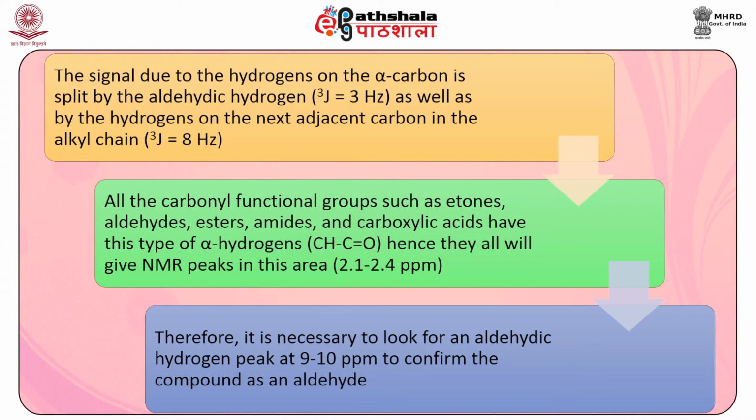All the carbonyl functional groups such as enones, aldehydes, esters, amides and carboxylic acids have this type of alpha hydrogens, that is CH-CO. Hence, they will all give NMR peaks in this region, that is 2.1 to 2.4 ppm. Therefore, it is necessary to look for an aldehydic hydrogen peak at 9 to 10 ppm to confirm whether the compound is an aldehyde or not.